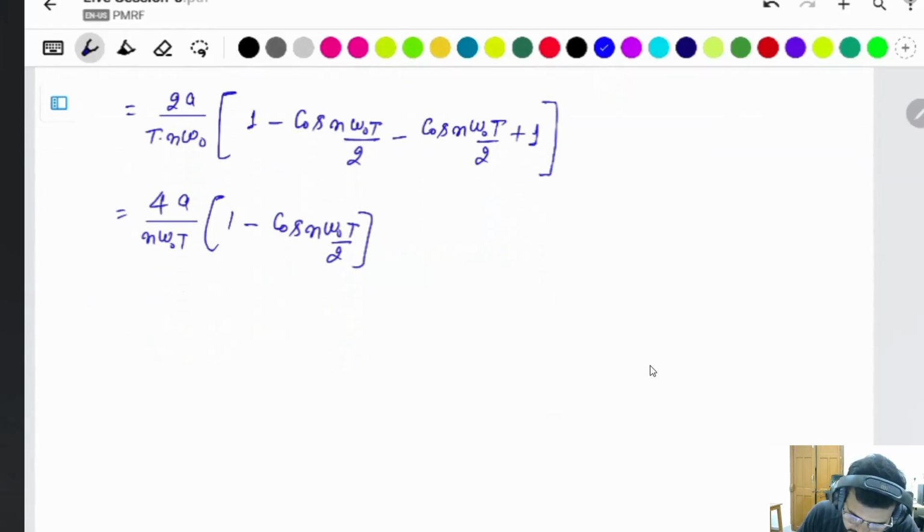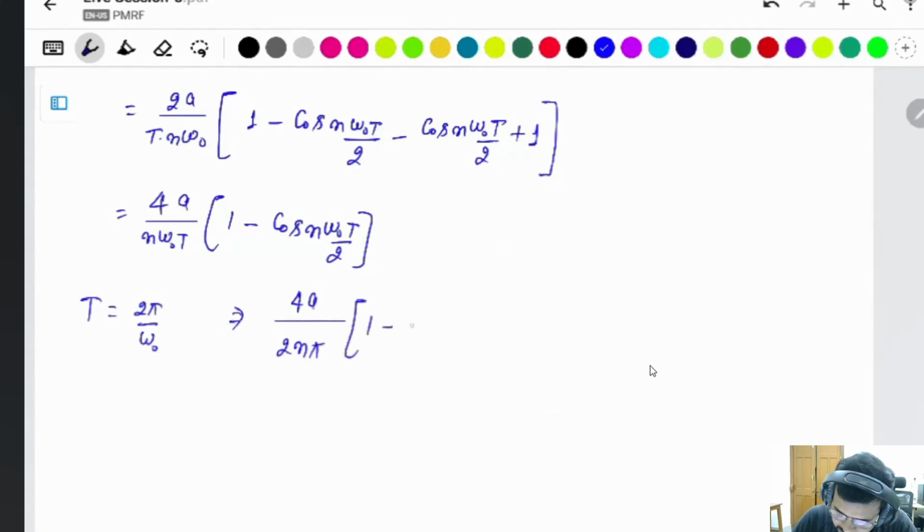Then you know t is equal to 2 pi by omega naught. Put the value here: 4a divided by n, or you can say 2n pi, 1 minus cos of n pi by 2 here, then this will be 2 by n pi.